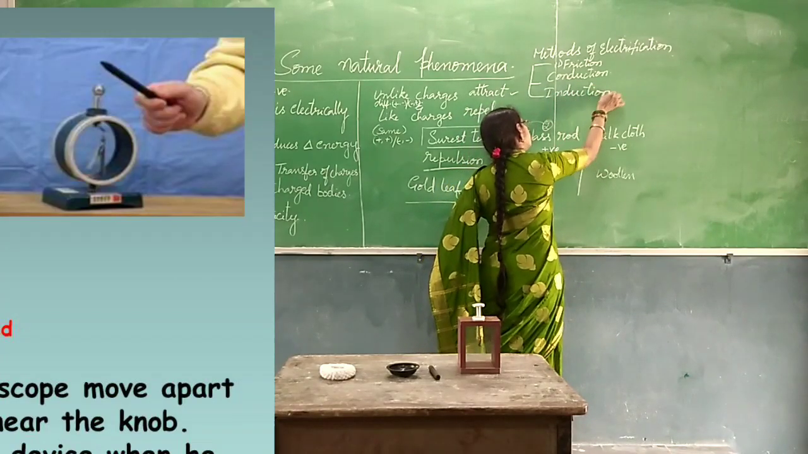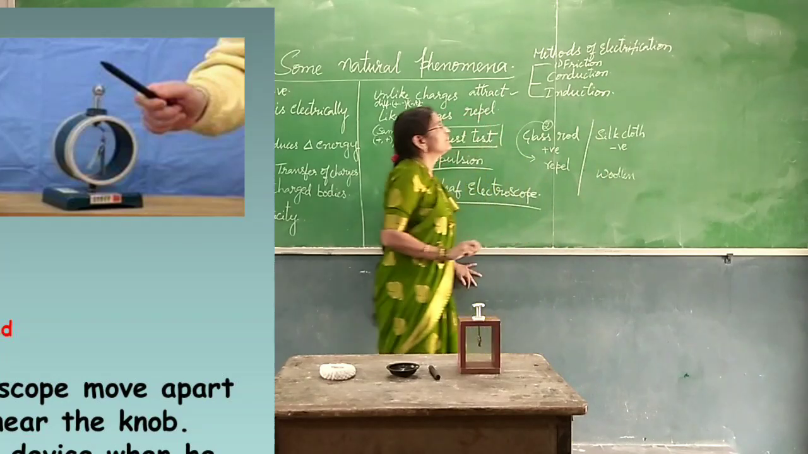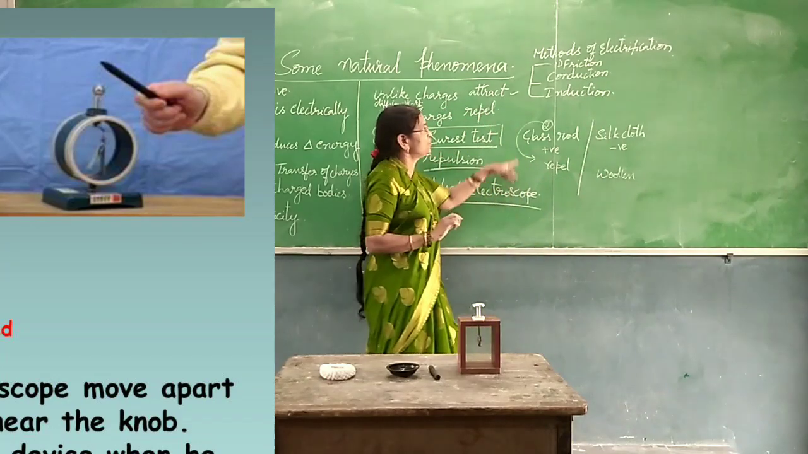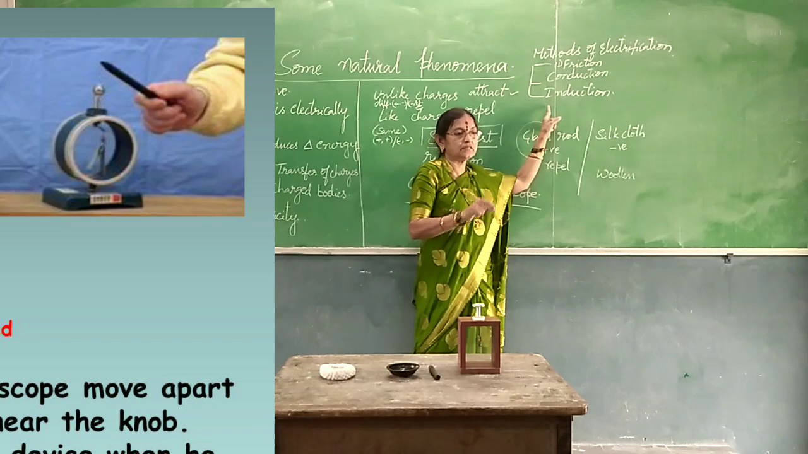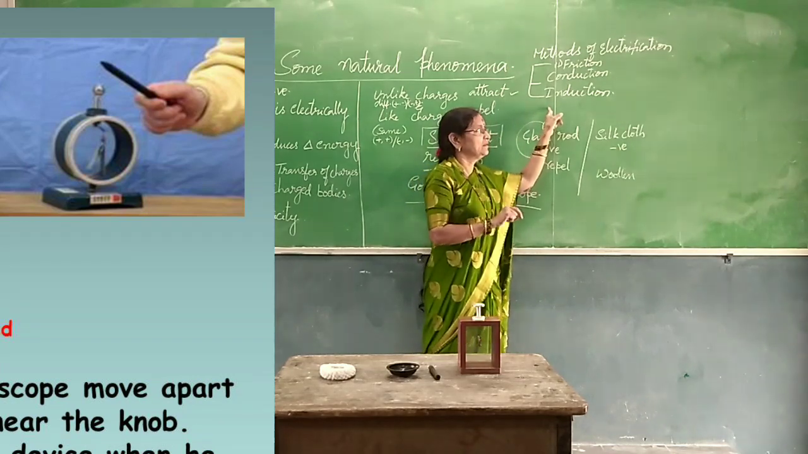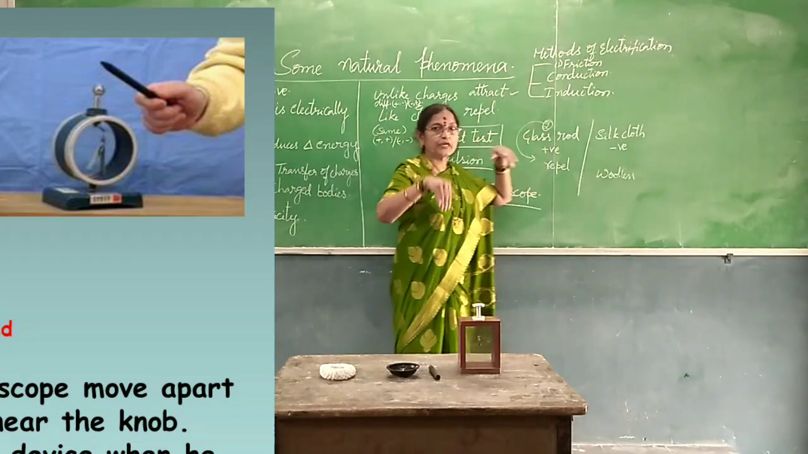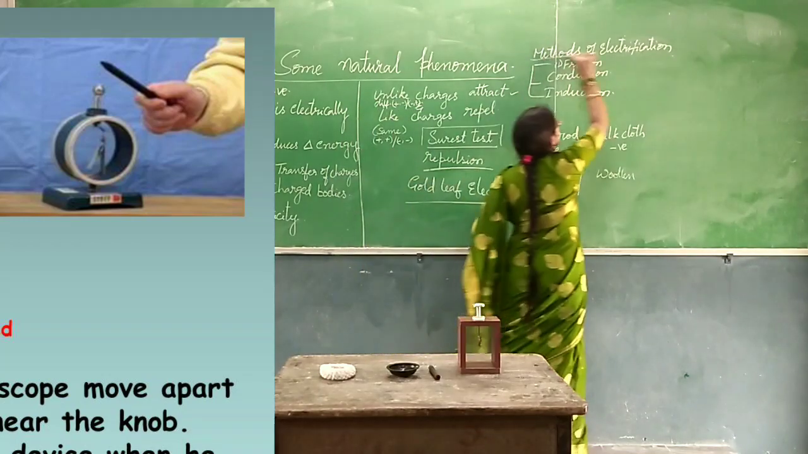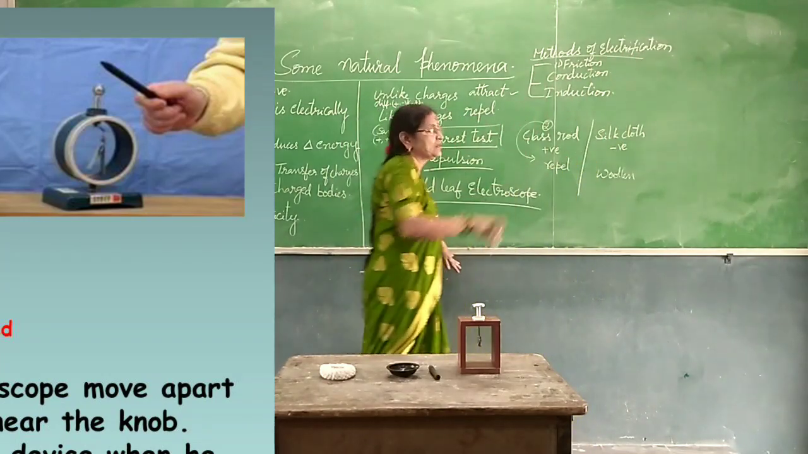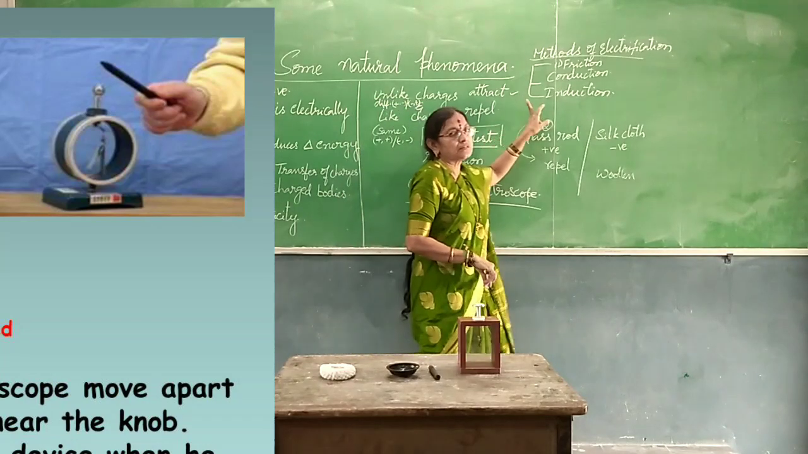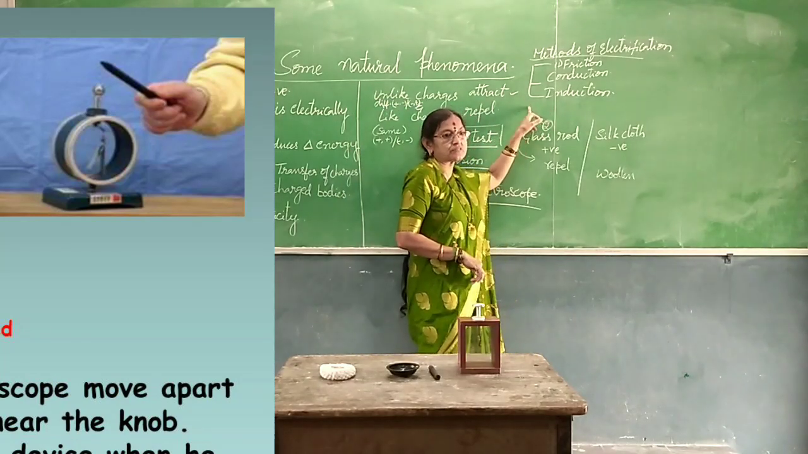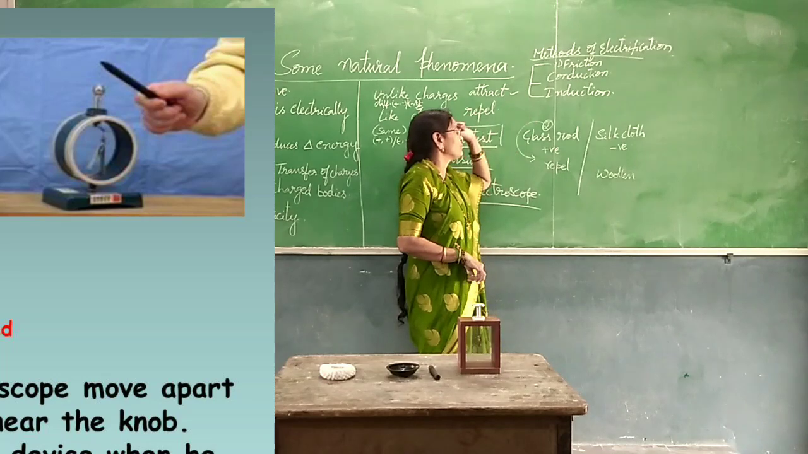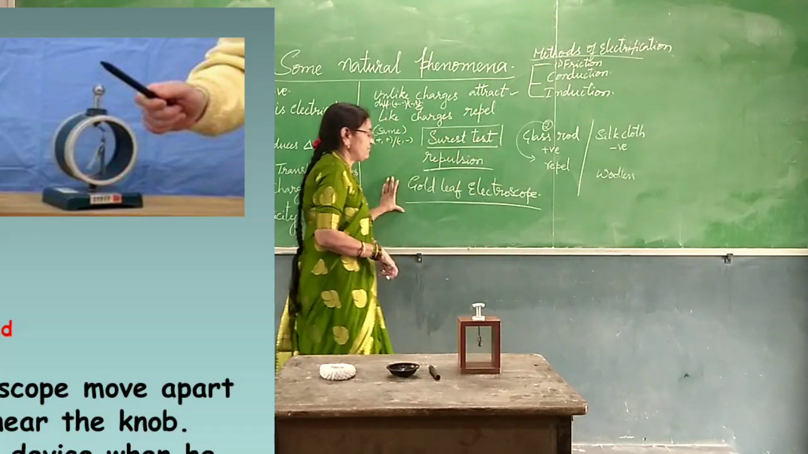In induction, the difference between conduction and induction is that you won't touch it. Just by bringing it near, the charges will flow into the other body. This is induction. So these are the three methods of electrification: one is friction, the second is conduction, the third is the induction process. Now, coming to the gold leaf electroscope.